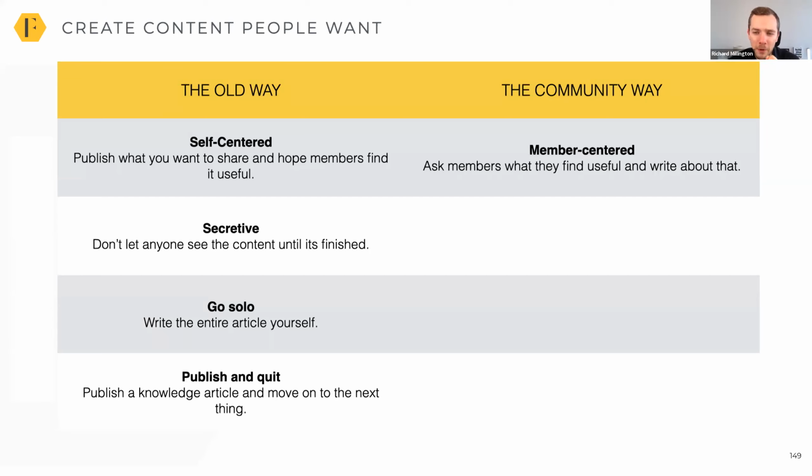First, you ask members what content they find useful, and you make sure you're covering those topics. It begins with that member in mind. It begins with the audience in mind. If you can do interviews, if you can do surveys, you can get a huge amount of great content really, really fast.